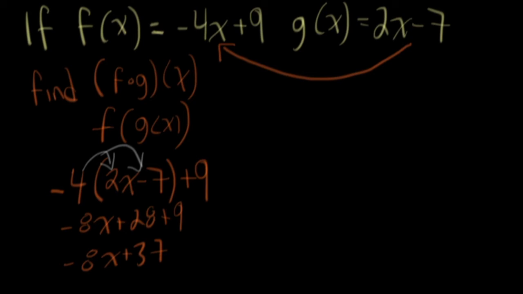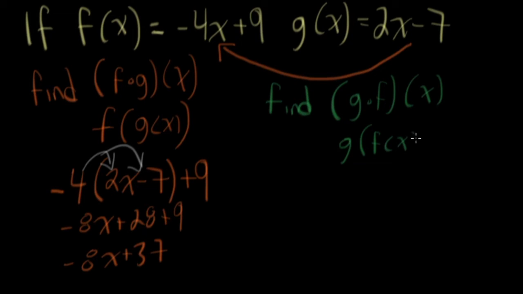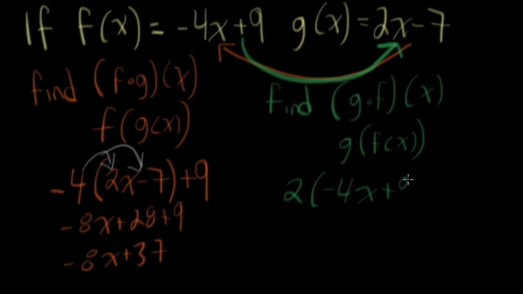But what if we went the other way? I'm glad you asked. What if we said find the opposite, the g of f of x? That's just fun to say. So again, it could be written this way. Now we're putting this in there. So what is going to happen with that? Well, now you would get it like that. So it really does depend on which function we're putting them into.